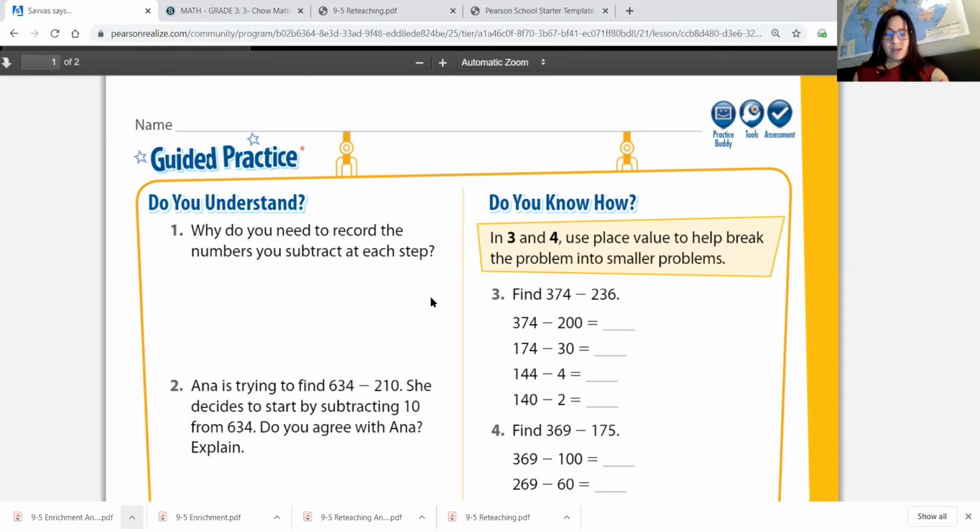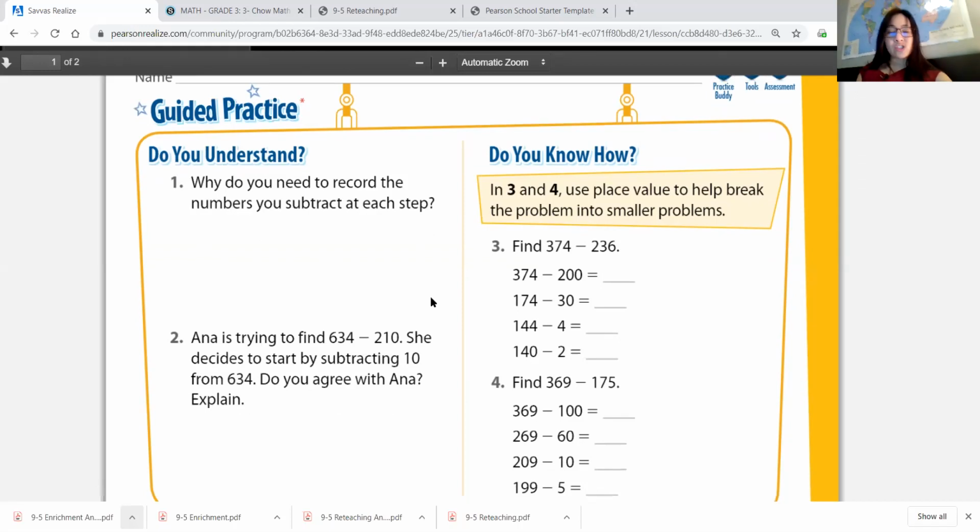So we can just talk through number 1. You don't have to write the answers down, but number 1 states, why do you need to record the numbers you subtract at each step? So think about that. We've got a certain number that we know we need to subtract. We're breaking apart that number into smaller problems. First, subtracting 100s, then subtracting tens, then subtracting the ones.